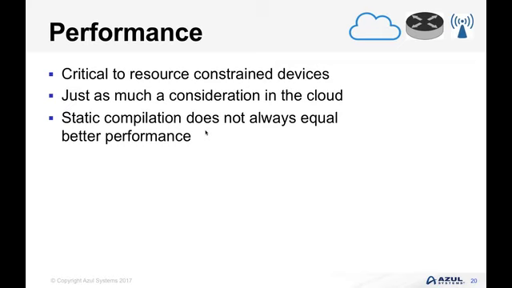Performance. So what we need to think about here is, if we're going to run application code on our edge devices or in the cloud, we still need to think about how much resources we need to use for this. How do we work in that type of environment? In the edge, we've got constrained resources. We have less processing power, less memory, and so on. And as I said before, static compilation doesn't always equal better performance.